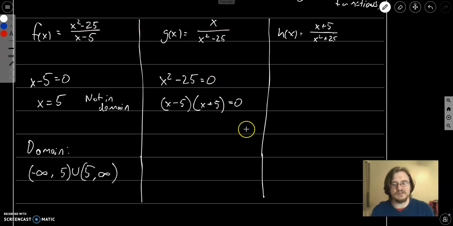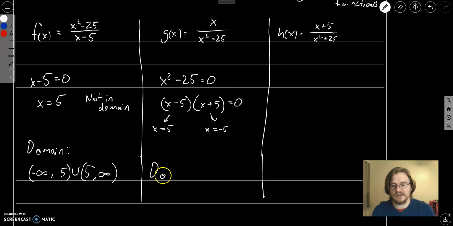So when this is equal to 0, there are two numbers that will solve this. Either when x minus 5 is equal to 0, so we have x is equal to 5. If I plug a 5 in here, I get 0 times something is 0. Over here, if I solve x plus 5 equal to 0, I'll get that x is equal to negative 5. So these two numbers can't be in the domain. I can't plug in a 5, and I can't plug a negative 5 into this function.